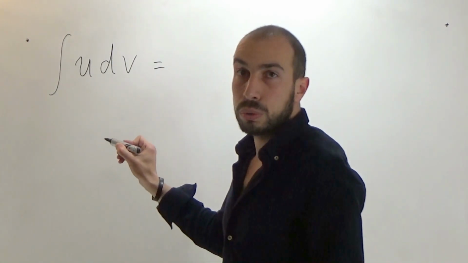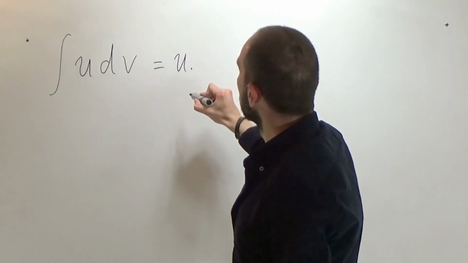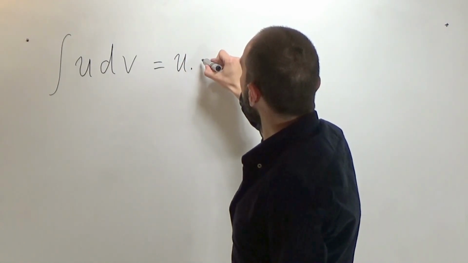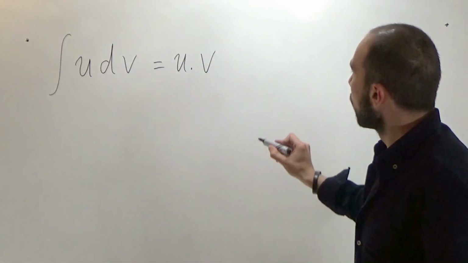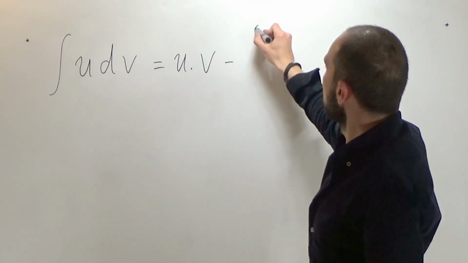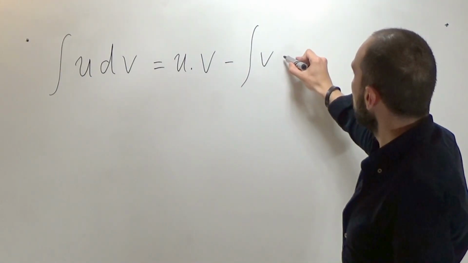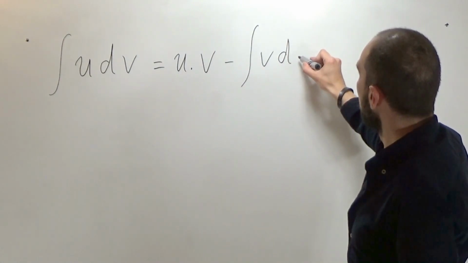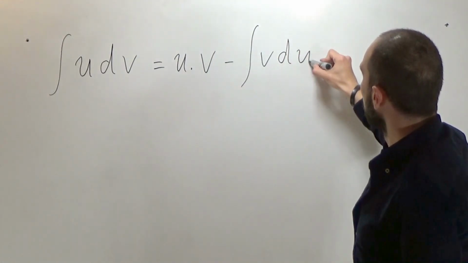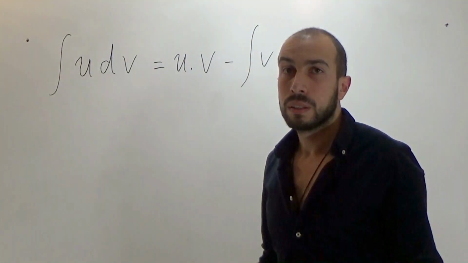This is equal to u multiplied by v, minus integral v, the sign of the differential, and then u. Okay.